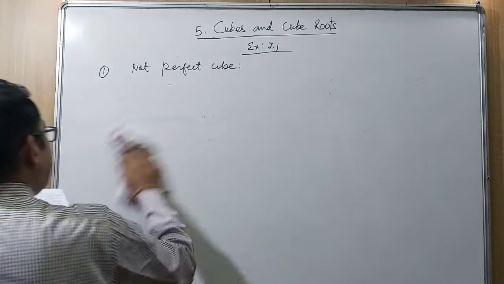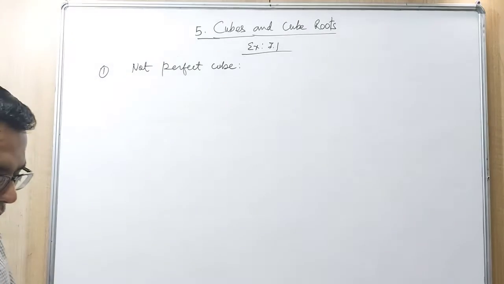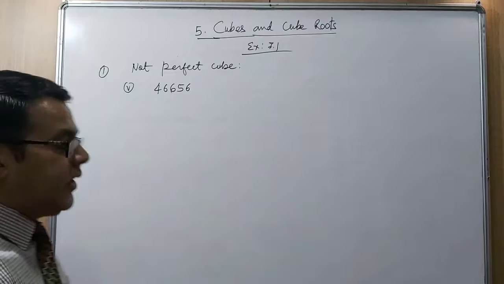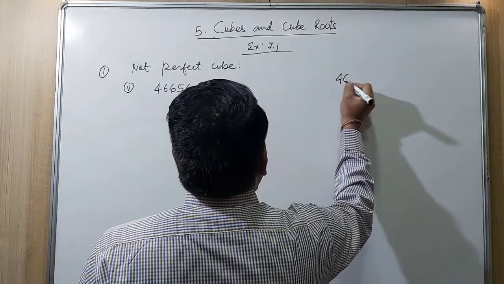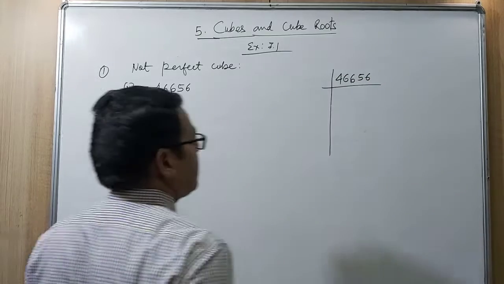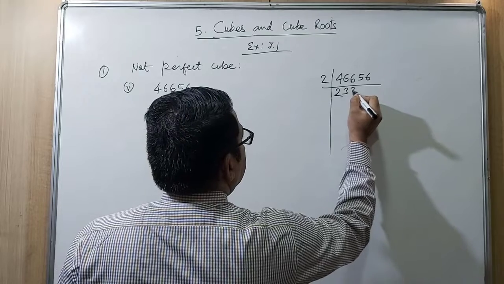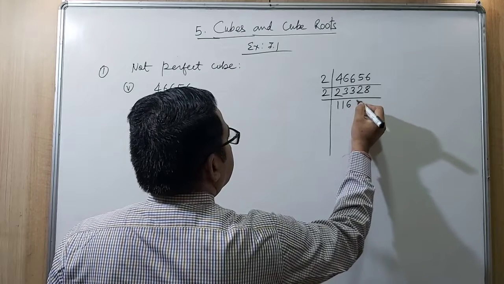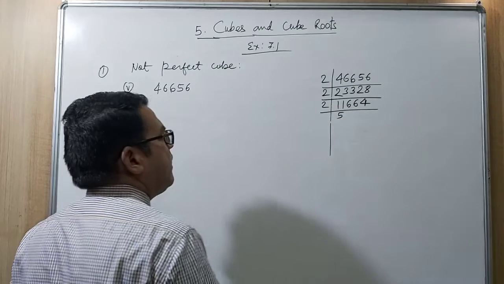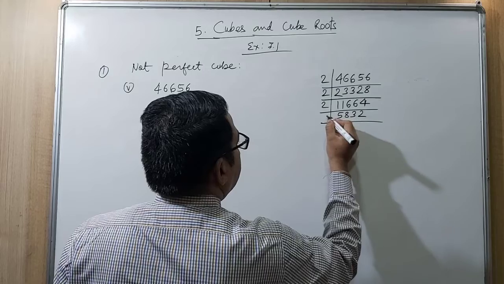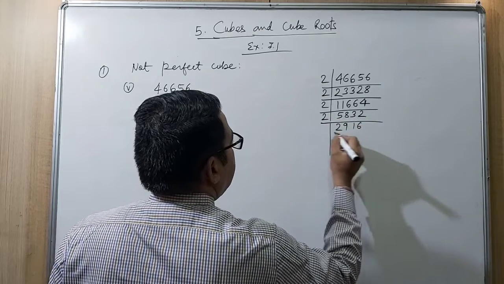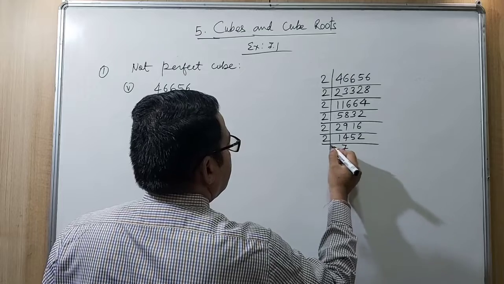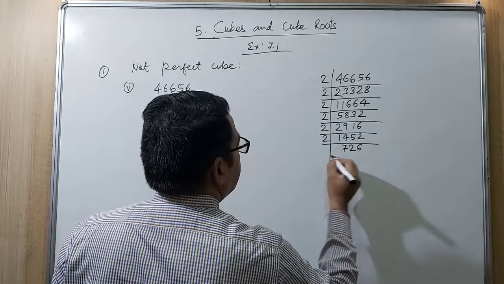Now one more part I am taking here. This is part number 5. The fifth part is 46656. We have to check whether this one is a perfect cube or not. So let's start. First take prime factors. By 2, 23328, then 11664, then 5832, 2916, 1458, 729 and so on, dividing by 2 again.